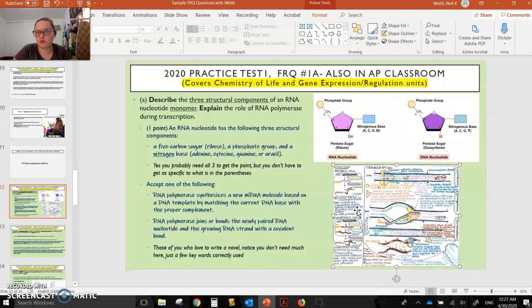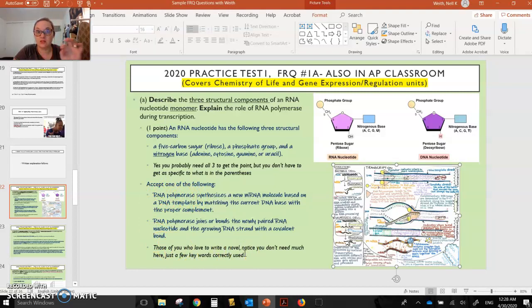Transcription graphic organizer, I think that's what I called it, filled out. This was from like early March. So if you don't have that, it's in the PowerPoints. You can go to the calendar and click on it yourself too. But they're kind of specific here. You don't have to write a novel.